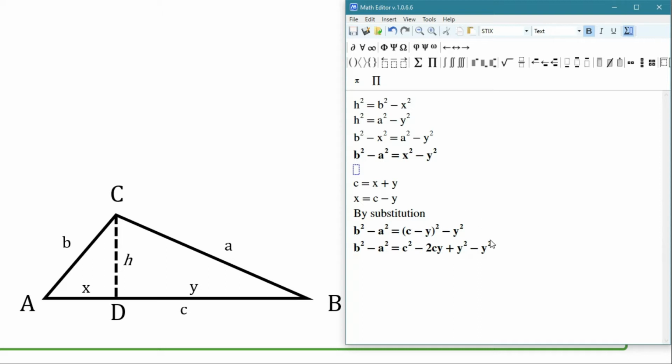And then simplifying this one, simplify lang natin siya, that is b square minus a square equals c square minus 2cy, and since this is positive y square minus y square, that would be equivalent to 0. So we have this expression. Now, kung mapapansin ninyo, we have sides A, B, and C already in the formula.